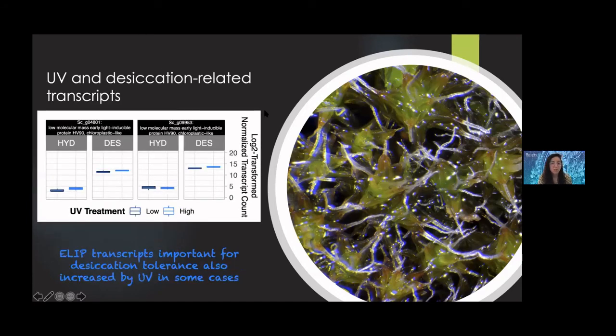And finally, more transcripts from that laboratory experiment. There were two ELIPs, early light inducible proteins that Mel talked about, that were increased with desiccation, just as he found in the genome study, and maybe in some cases with UV, increasing UV as well. And so it's possible that ELIPs are involved in UV tolerance and obviously in desiccation tolerance. So another case of possible cross tolerance between these two stresses.